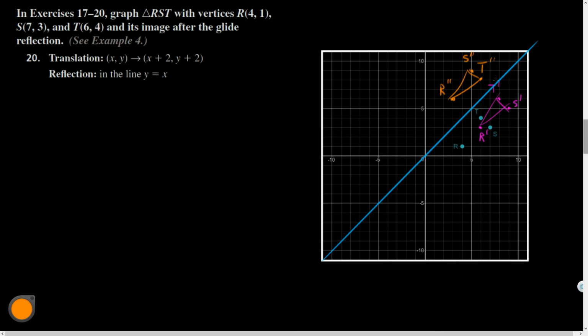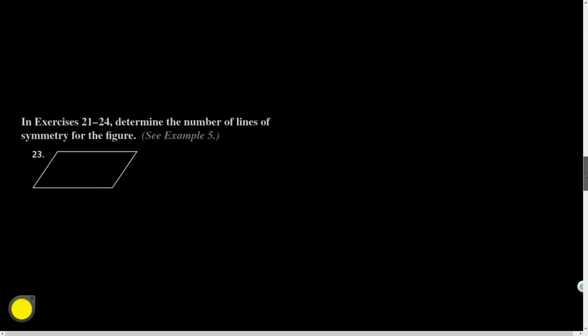Actually, in this case, do you guys remember what happens? What's the rule for a reflection in the line y equals x? Any x, y becomes what? Yeah, y, x. That's right. I only said that because the other ones I have to think about a little bit. So here's this point at T prime, which was like 8, 6. And notice T double prime is now at 6, 8. So that does, in fact, verify.